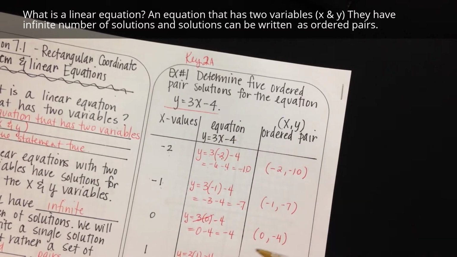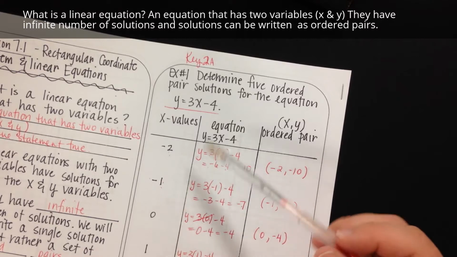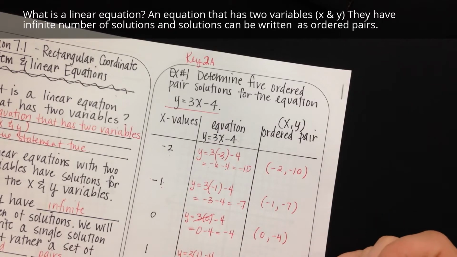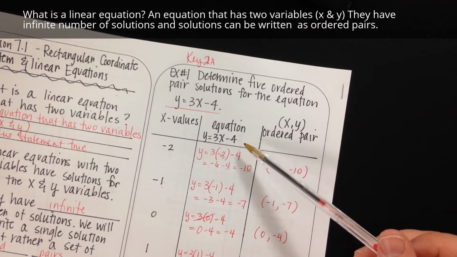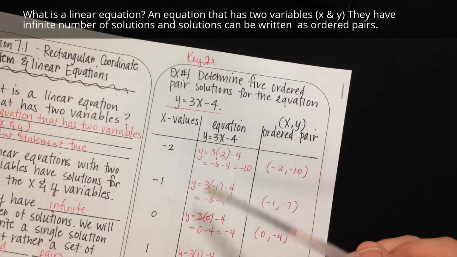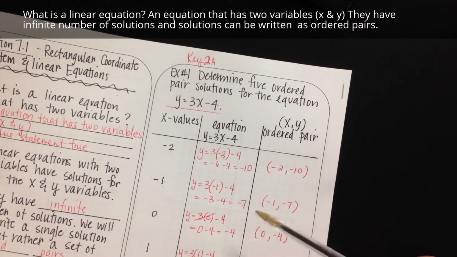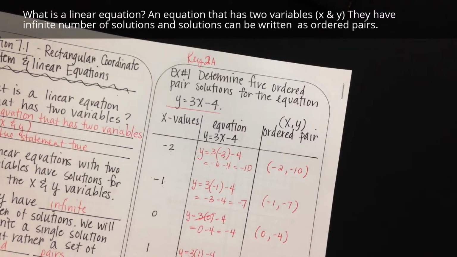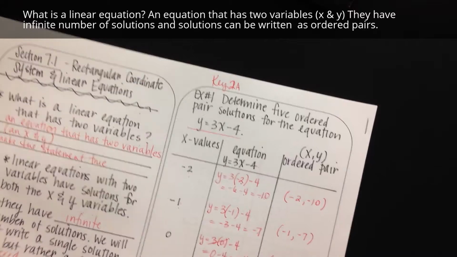Now, could we have more than just 5? Yes. This is just a sampling of the ones that we took. We picked these, or I picked them actually for you. But you can see how this equation can have infinite number of solutions. Okay, I could put in negative 20. I could put in positive 60 and have a y value for that. Okie dokie. Go on to the next page.